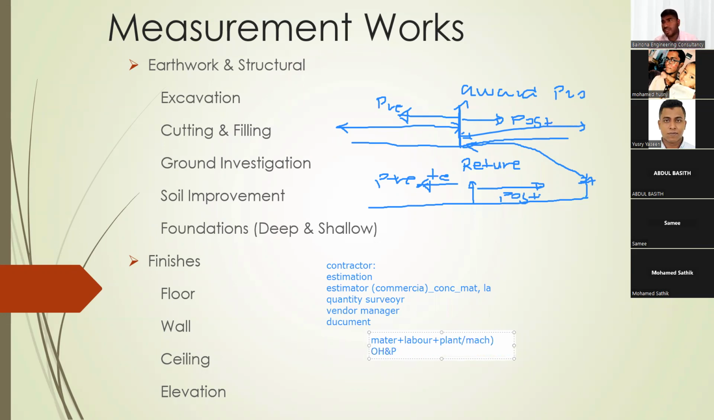So where does this overhead and profit come from? Let's say overhead and profit is 10%. Who decides this 10%? Is that the QS decision, or the financial guy's decision, or the accountant's decision, or the CEO's decision? Let's say they decided 10%, how did they decide? Can anybody tell from where this overhead and profit percentage comes? Based on what was this calculation made? Anybody can tell?